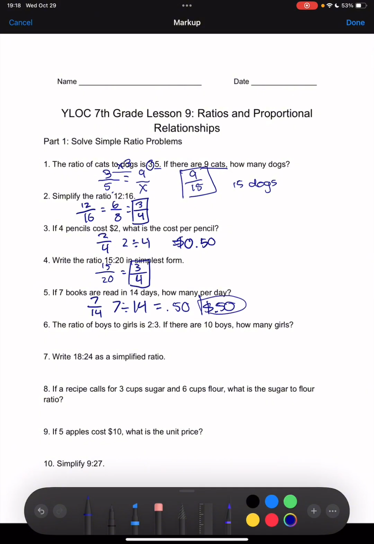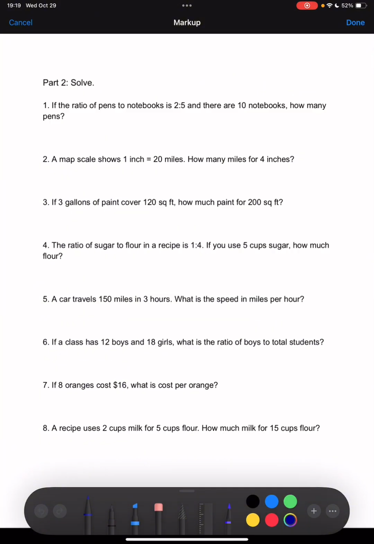And now you guys are going to work on 6 through 10 on your own. Now we're just going to be solving them. Number 1, if the ratio of pens to notebooks is 2 to 5 and there are 10 notebooks, how many pens? So the ratio is 2 to 5.